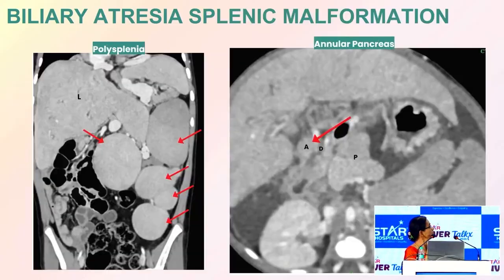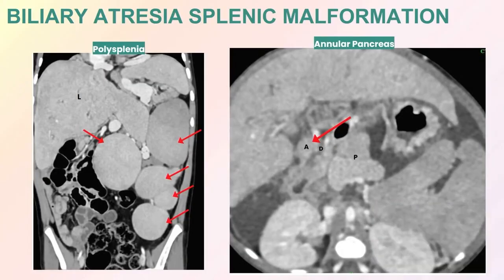Next, some of the syndromic variants that we can see. This is biliary atresia with polysplenia, so multiple enhancing areas on the left side. This is annular pancreas, so some enhancing pancreatic tissue is there, lateral to the duodenum. Other things to look for, gut malrotation, so make sure the DJ flexure is crossing and the SMA-SMV relationship is maintained.